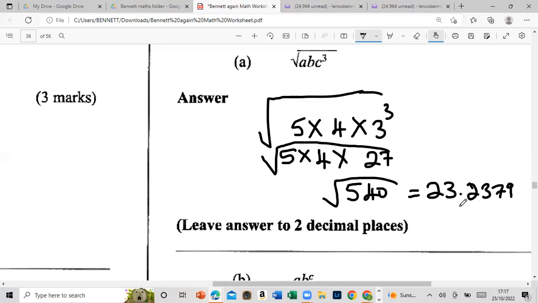Now we said 2 places, so we go to the third one after the decimal point. This is over 5, so we add 1 to the 3, giving us 4. So it's 23.24. That would be our answer.